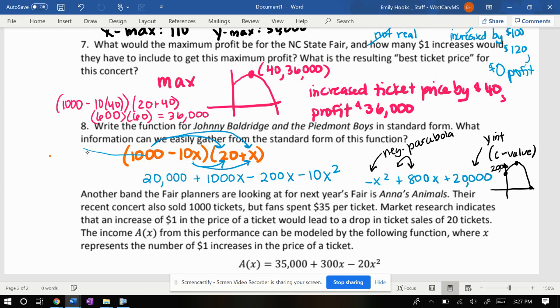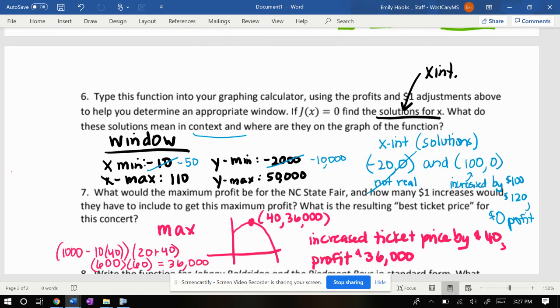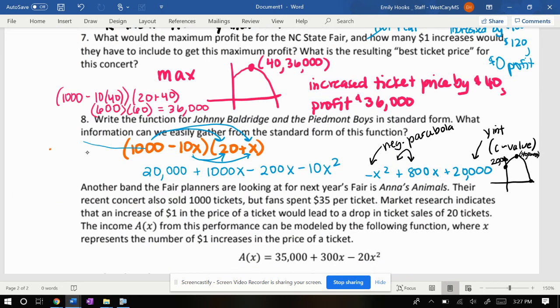There's your maximum that we found, which was 36,000. And then this one was, I think, what did we say was 100? I can't remember. Let me see if I can scroll. Yes, $100. So right here. All those things that we can tell from the standard form are the direction and your starting value, your y-intercept.